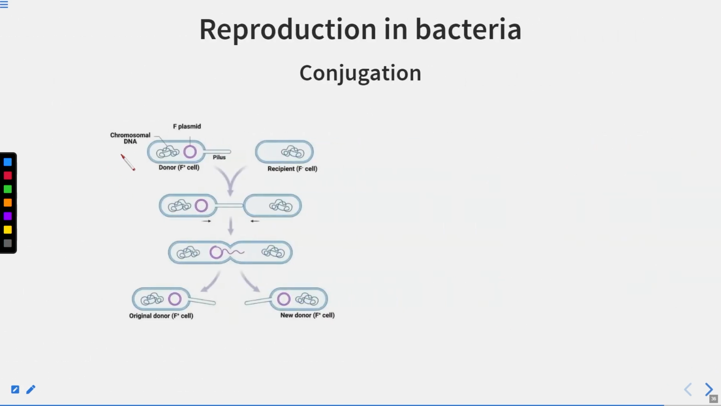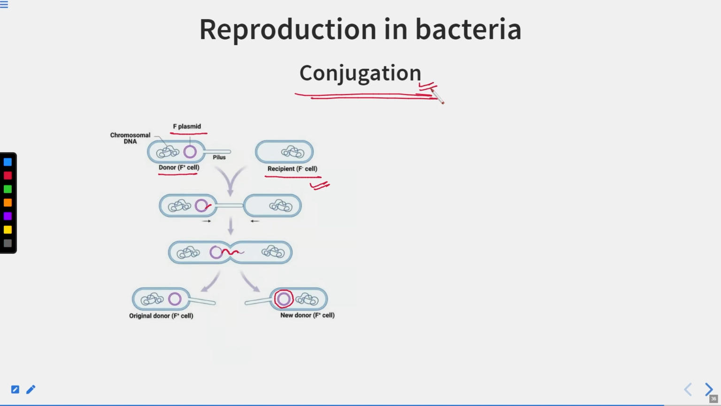Here you can see this is the F plasmid, this is the recipient, and this is the donor cell. Now the sex pili is formed here, and gets attached, right? Now this F plasmid replicates itself and makes its copy, and it is transferred to the recipient cell that does not have any plasmid-like structure. So this happens in the form of conjugation.